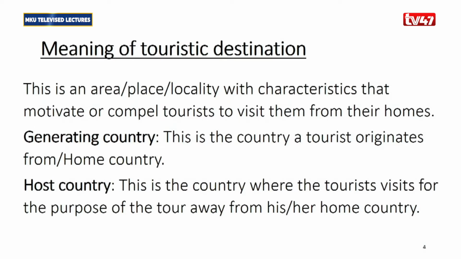And we normally have two dynamics that interplay in this situation of movement. We normally have the country where the tourists come from. It is normally called the generating country. For example, a tourist coming from America, it means that America becomes the generating country. So this tourist from America may decide to go to Africa. So Africa becomes the hosting country.